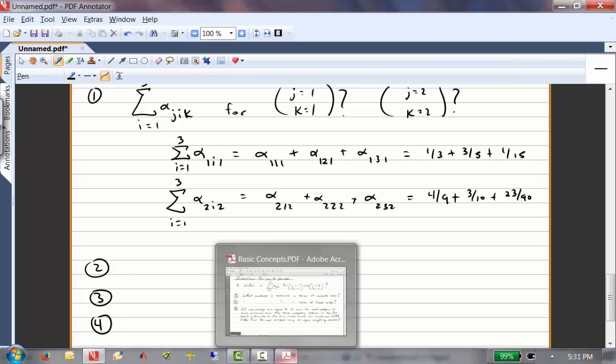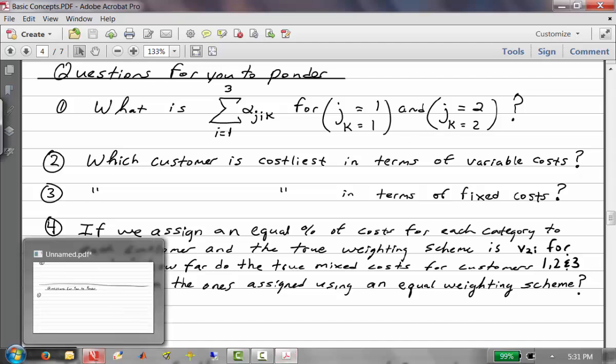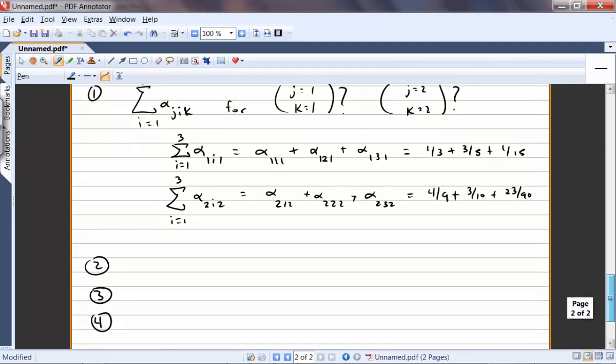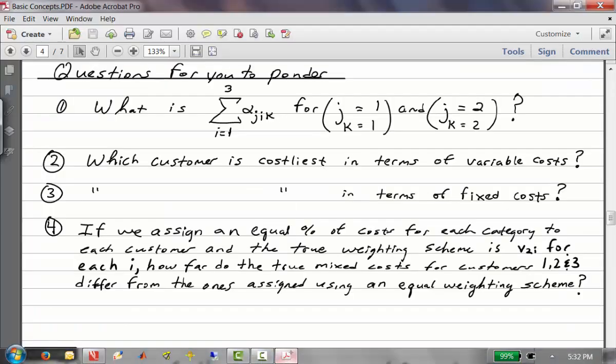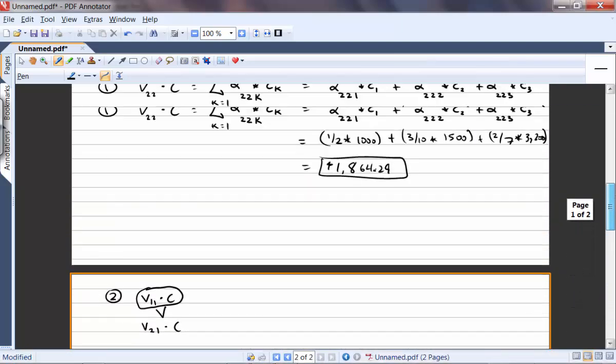For the second question, let's go look here. Excuse me. Which customer is costliest in terms of variable costs? This is actually pretty easy to answer. This question isn't quite fair. It could lead to it not having an answer, and you'll see why. Really, the better question is, which customer is costliest in terms of variable costs if we use weighting scheme 1? And then ask the same question, but if we use weighting scheme 2. But the question asked as is could possibly not have an answer.